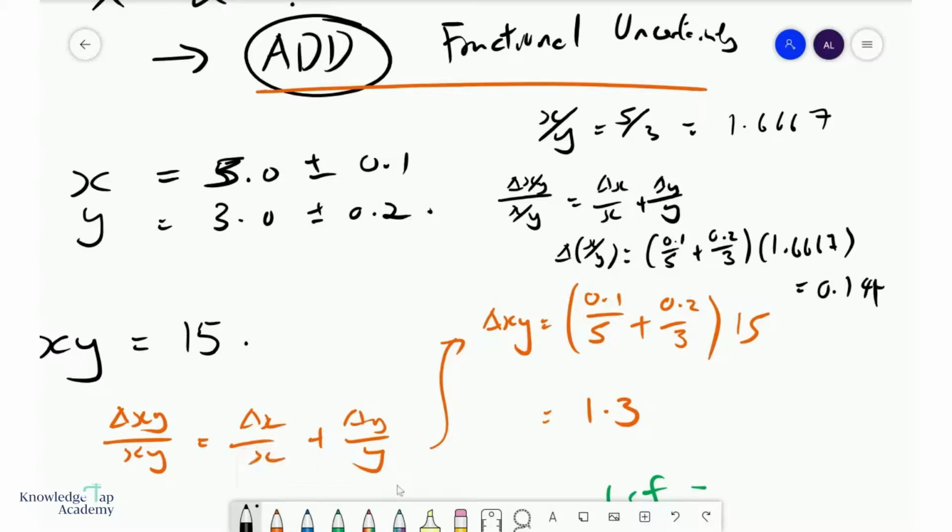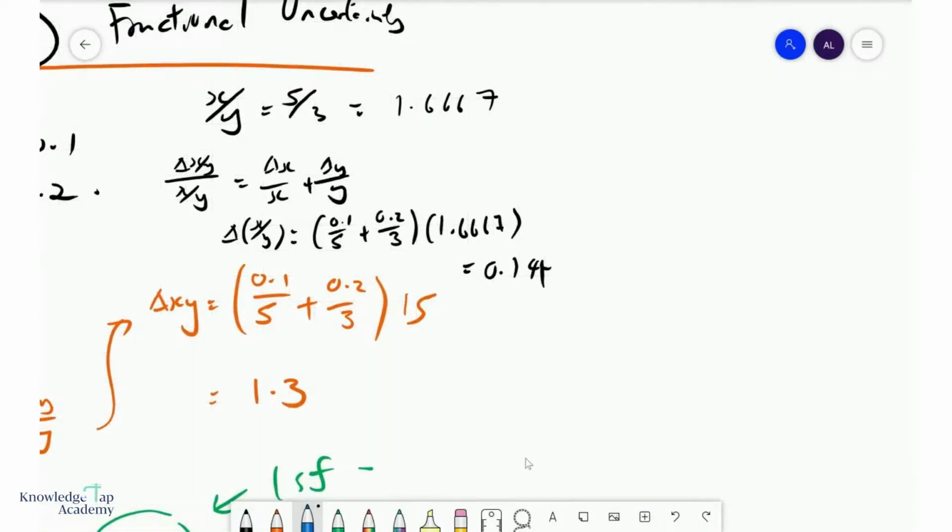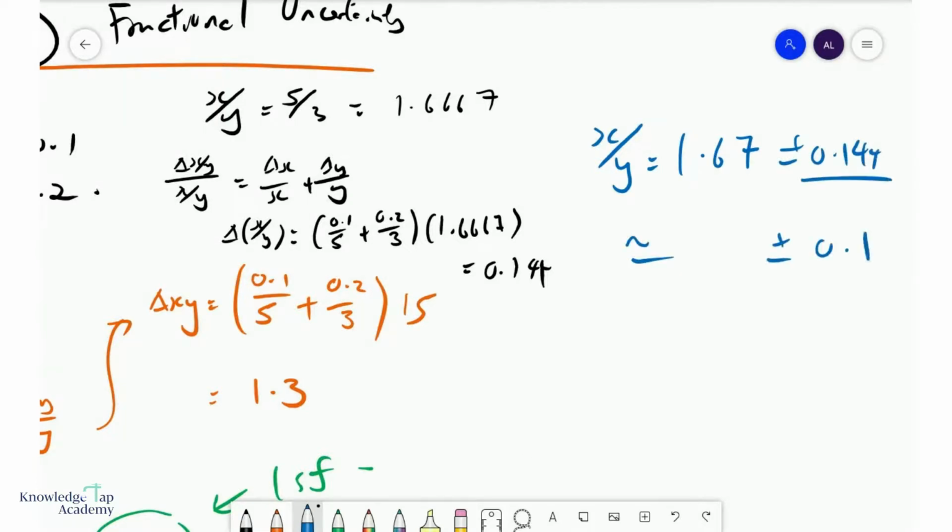0.144. So now we can express the value of x over y. So x over y equals 1.67 plus or minus 0.144. Give this to 1 significant figure, so this will be 0.1. Give this to 1 decimal place, 1.7. So this is how you multiply or divide values with their associated uncertainties.